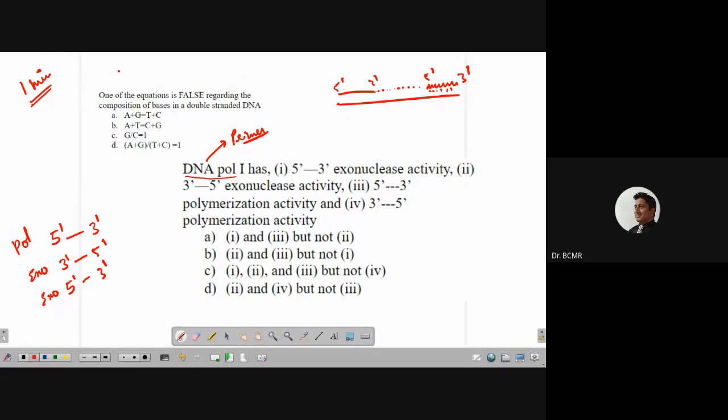So what is not possible is this one. There is nothing called 3 prime to 5 prime polymerization activity. It simply doesn't exist that way, at least not in natural settings. Maybe in the lab you might be able to do that, in chemistry probably, but otherwise in biological systems, polymerization is always from 5 prime to 3 prime. So the answer then would be, where is it? Which one? Yeah, C would be the answer for it. Okay, do you have any questions on that? Okay.